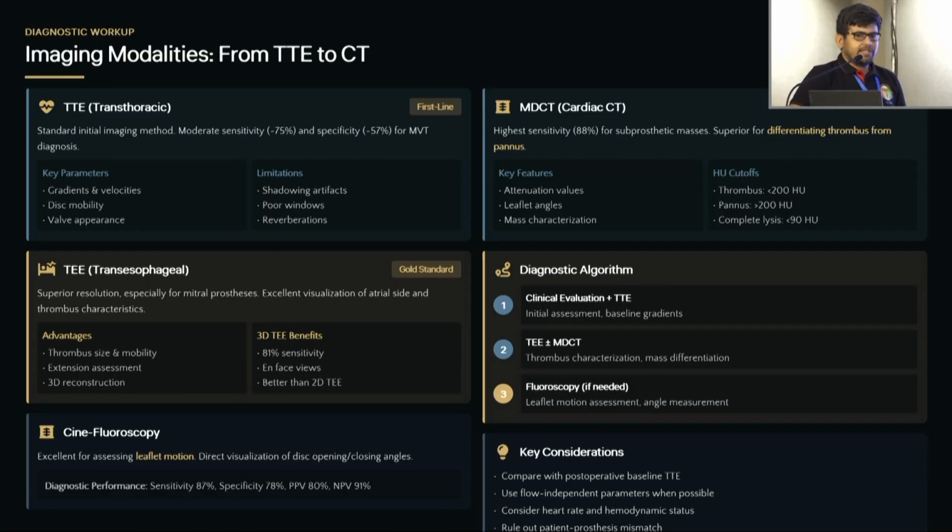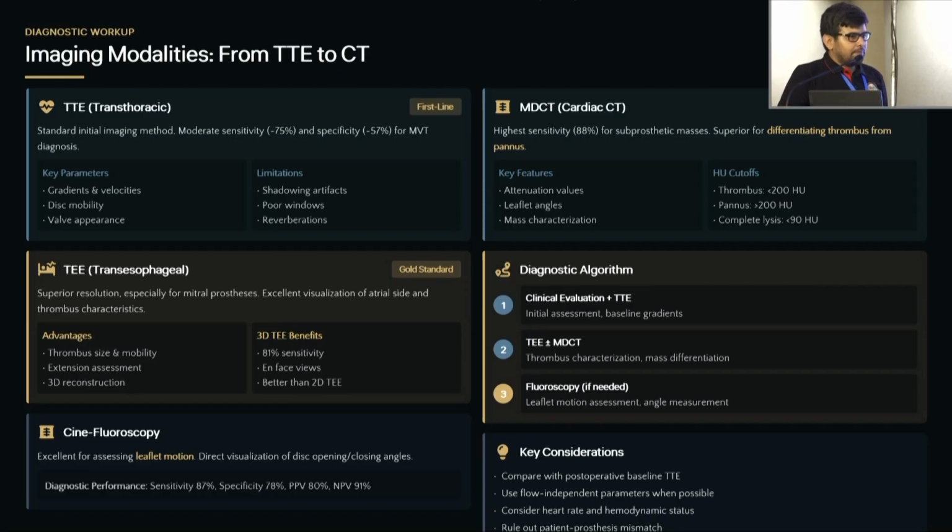For transthoracic echo, when the patient arrives, we put the probe and look at the parasternal long axis and short axis views. Transthoracic echo has a good sensitivity and specificity for detecting aortic thrombus rather than mitral valve thrombus, but just by looking at the echo, we might know that there is a restriction of movement.